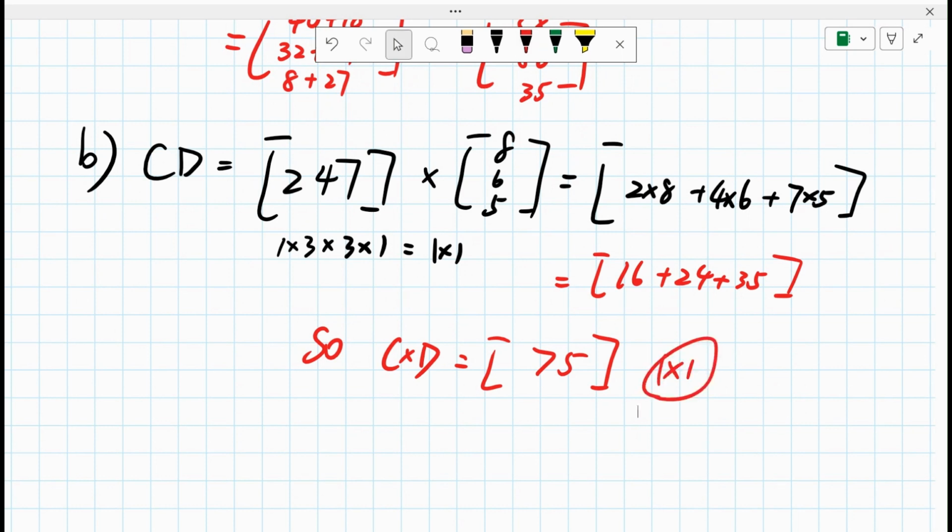Hopefully that makes sense for you guys to do matrix multiplication. Let me know if you have any questions. I will see you next time. Next time we're going to do some matrix powers, which will be more like squaring, and see how we do these questions.